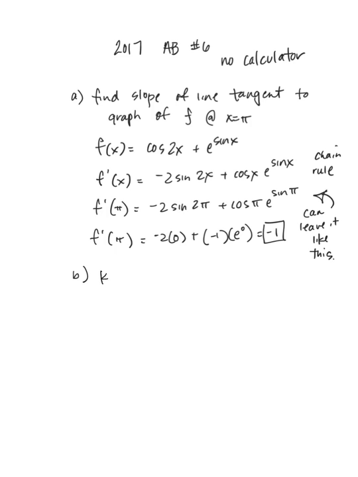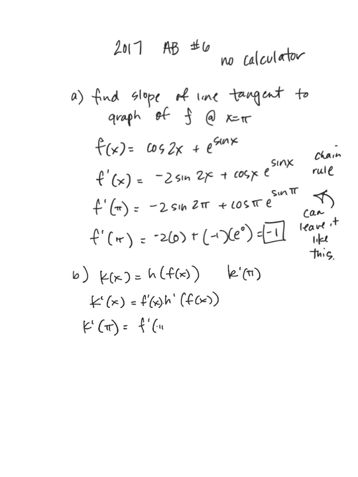All right, part B is asking us to find k prime of pi. So k is also defined as this composition of h and f. So I'm going to take that derivative of the composition. And again, the AP readers are looking to see if you can take the derivative of a composition of functions. And again, remember, it's the derivative of the outside piece and then the derivative of the inside piece for chain rule. Now I'm going to put pi everywhere there's an x.